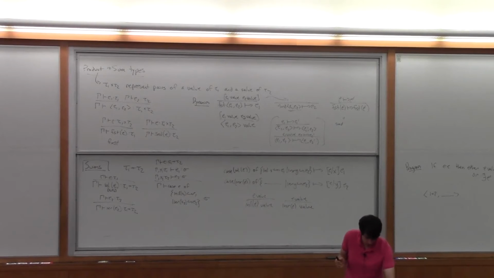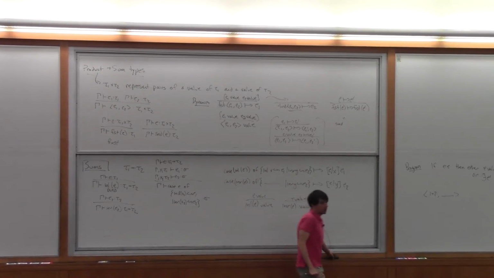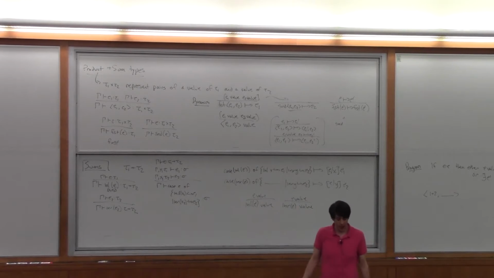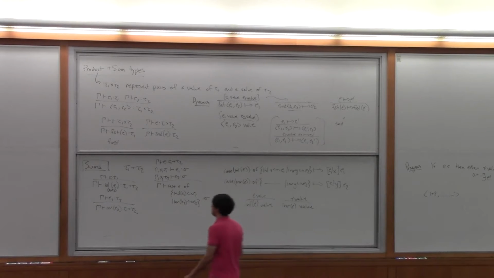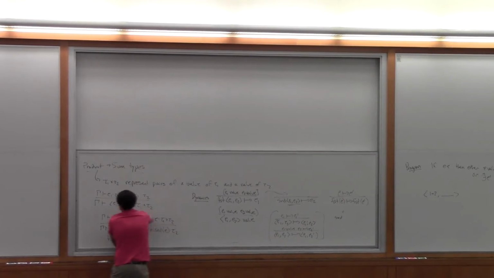Okay, good? Okay, so now that we have products and sums on the board, what I want to do next is to talk about how certain inductive, co-inductive, recursive types arise from products and sums.